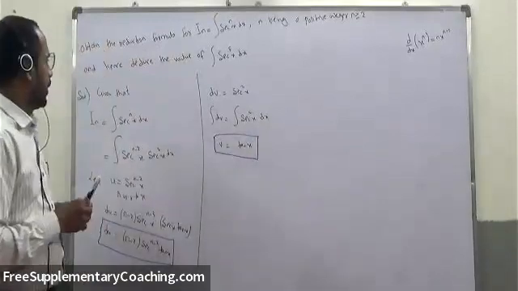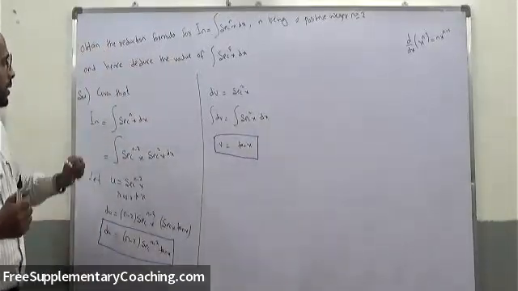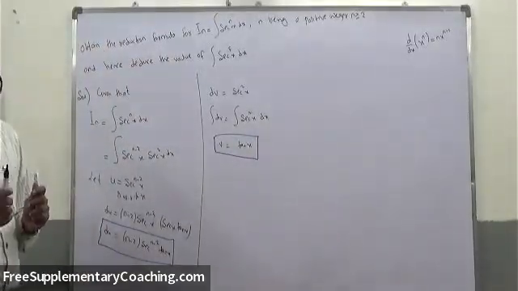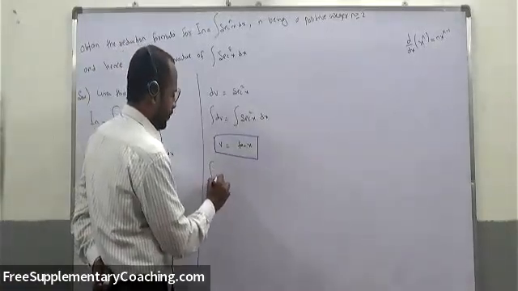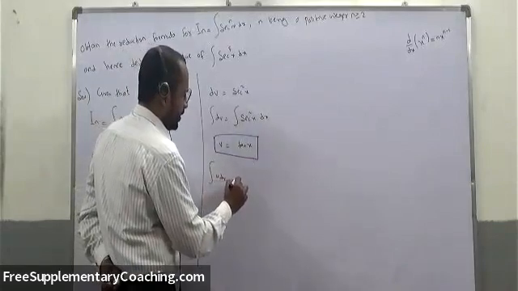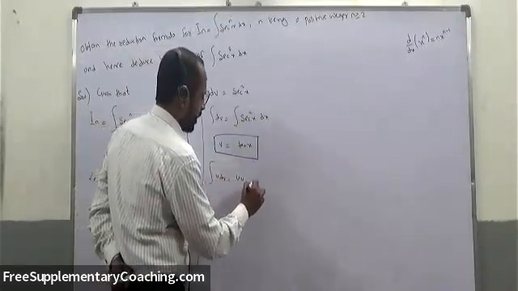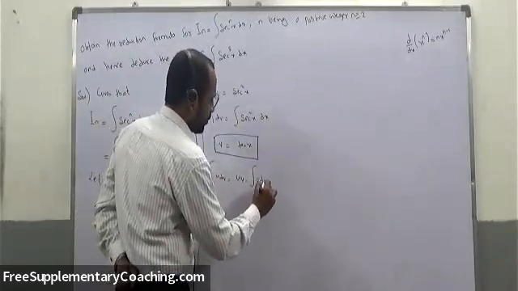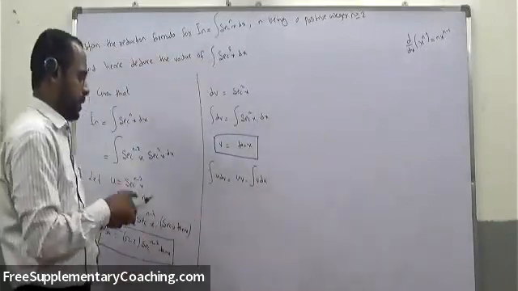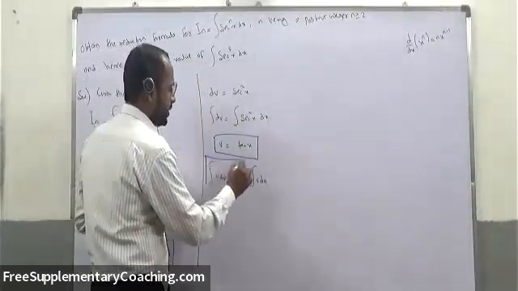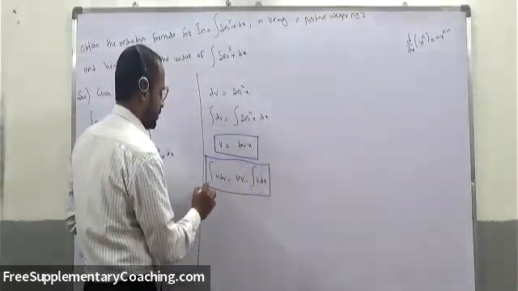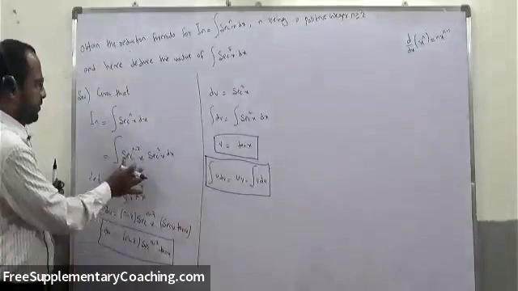Okay. Now we have to apply the formula. What is that formula? This is the formula: integration of u dv is equal to uv minus integration of v du. This is the formula that we are applying on the given function.